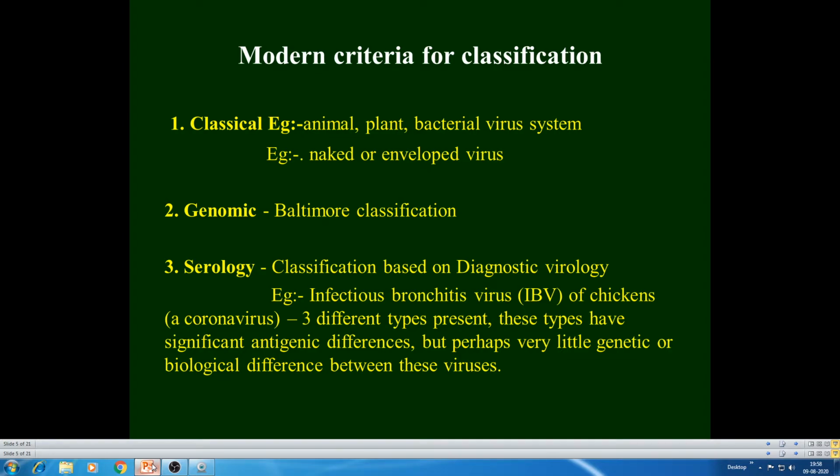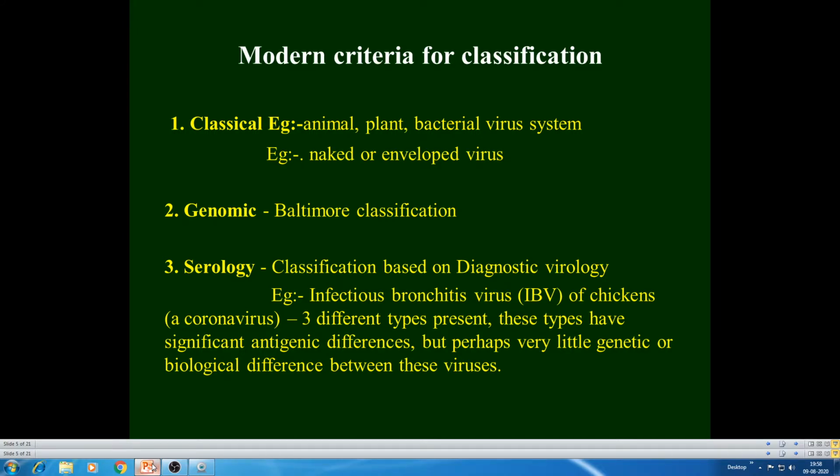So, modern criteria for classification. The first thing is the classical way: the viruses infecting animals or plants or bacteria, whether it is enveloped or naked. Then the second thing is genomic, whether it is DNA or RNA. That was proposed by Baltimore. Baltimore classified these viruses according to their genomic structure.